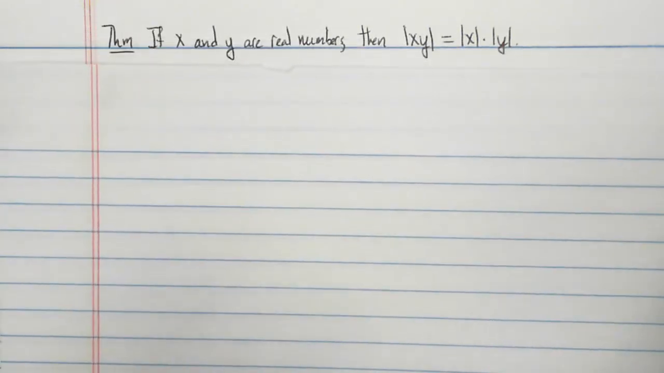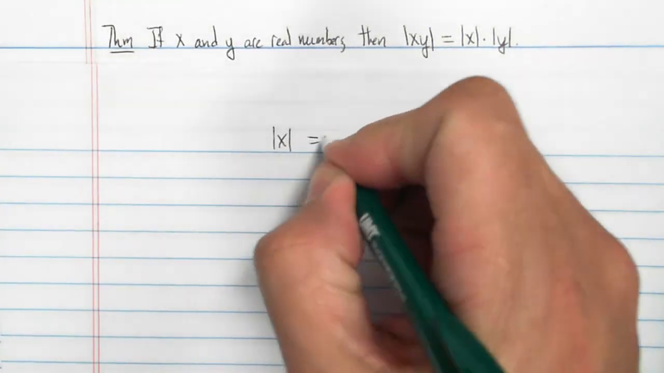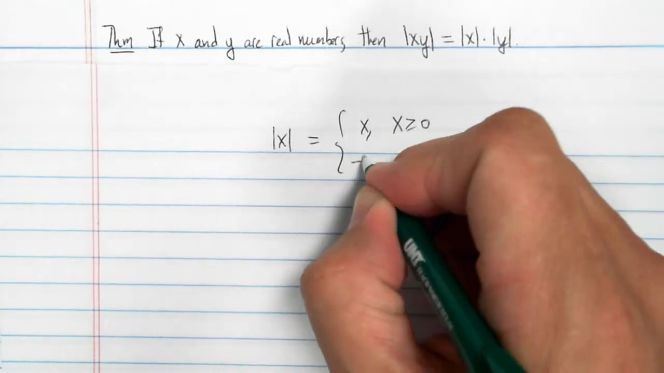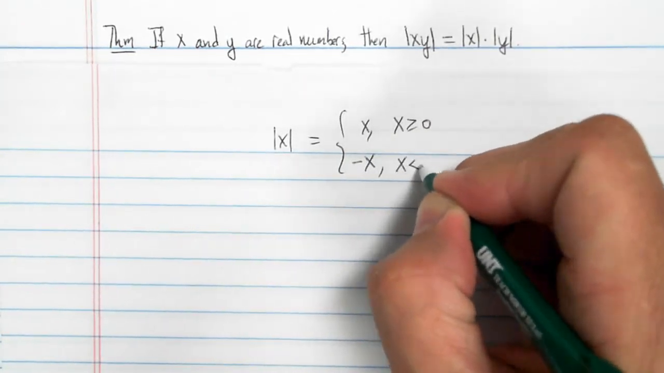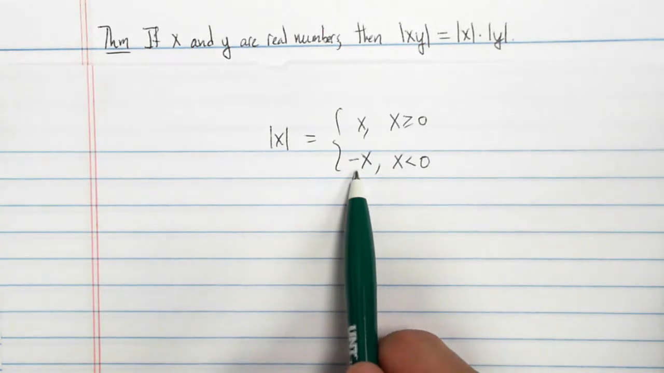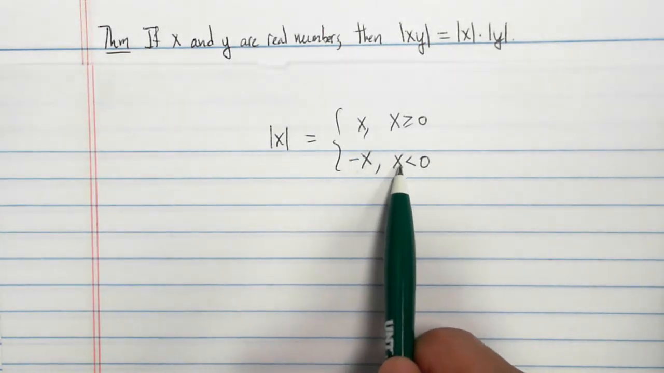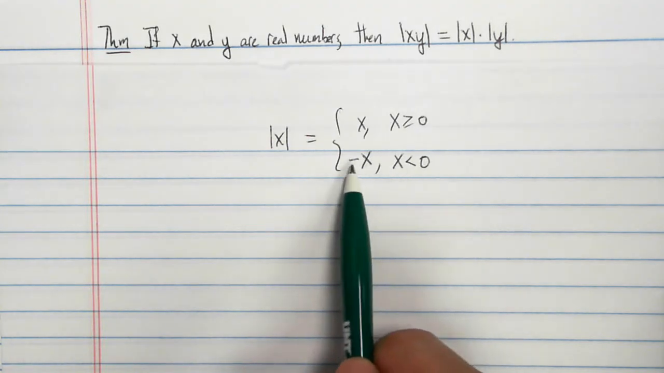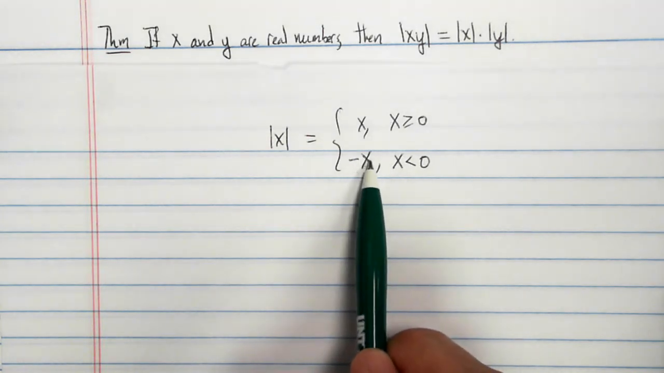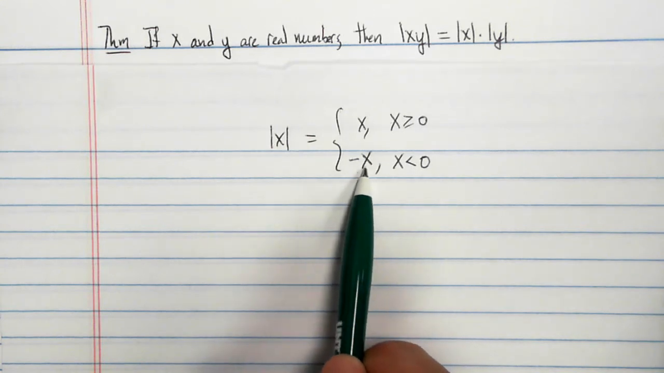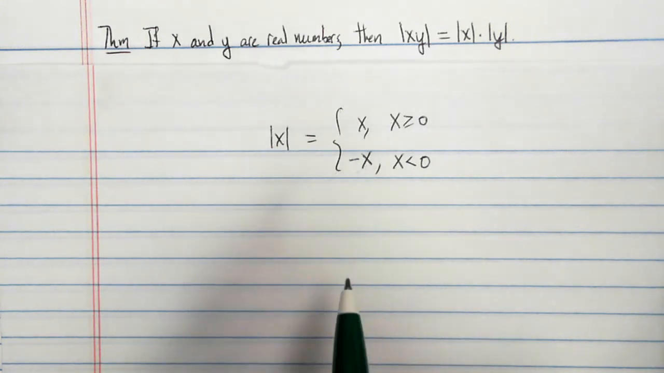Remember that the absolute value of x is defined to be equal to x if x is greater than or equal to 0, and negative x if x is less than 0. And this looks like a negative number, but the assumption is that x itself is negative, so a negative of a negative makes a positive. For example, the absolute value of negative 5 is negative of negative 5, which is plus 5.